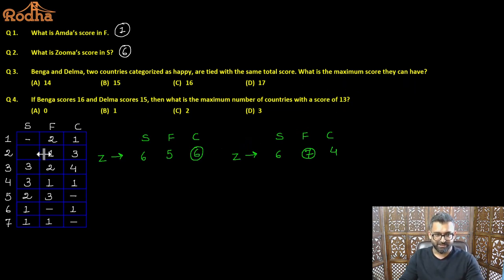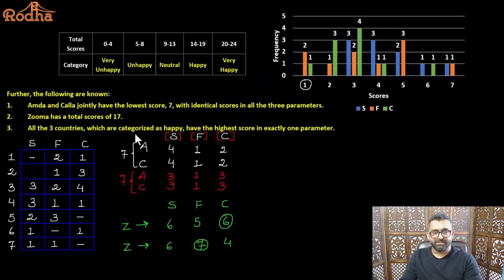A very interesting question. Look at the choices we have in our hands. I have already assigned 6, 5, 6 and 6, 7, 4 in these two cases. It doesn't matter which country is B, which country is D. I can make two scores in both the scenarios. So I want to maximize the score. Score of Z is already 17. And if I want to maximize the score, I have to reach the point which I used in the previous statement as well. All the three countries which are categorized as happy have the highest score in exactly one parameter.